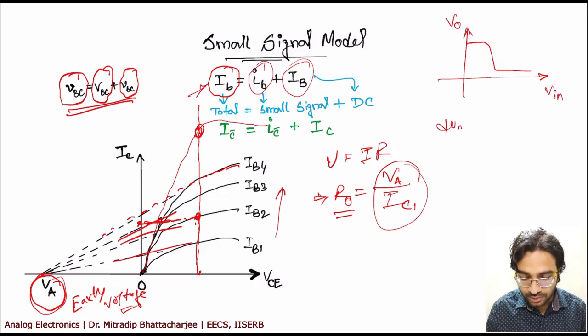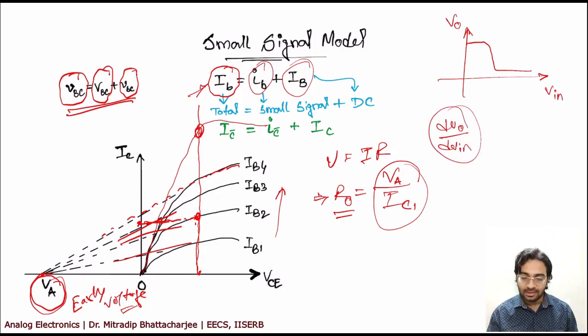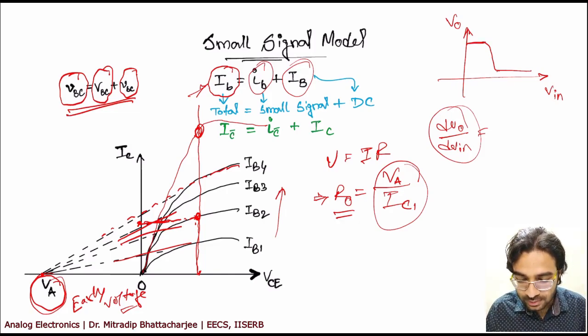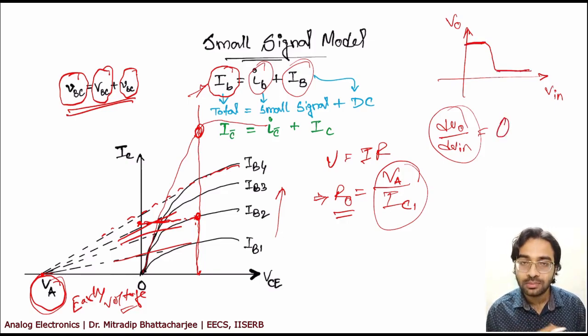Now what do you mean by dV0 by dV in? What is this? This value is essentially representing your gain, the change of your output voltage with respect to change of your input voltage. Now when these values are constant, what is this value? 0. These are more or less constant. In fact, in practice they may not be constant, but the slope is very low. That means almost constant. And in such a situation, you get this value to be 0. That means there is no gain.